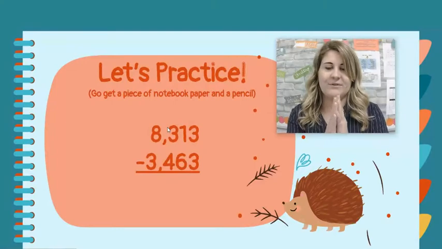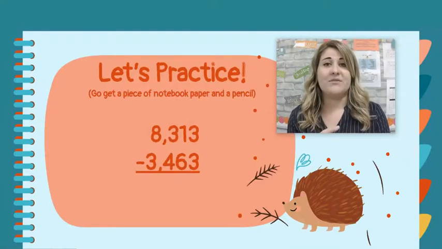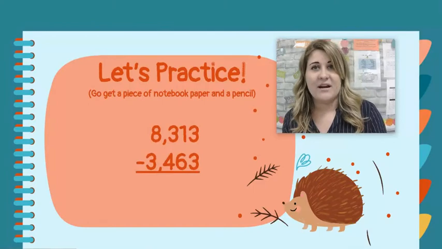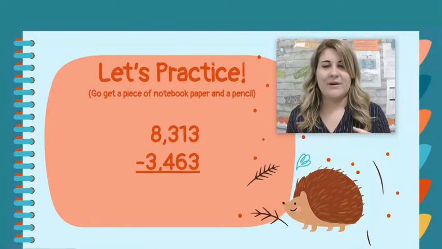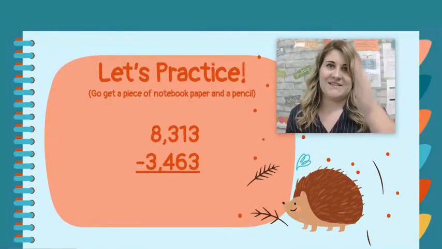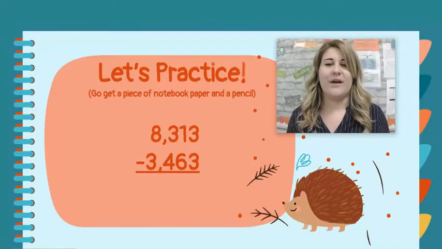What I want you to do is pause the video, and go get a piece of paper and a pencil, and write this problem down. I want us to walk through this together, and that way we can learn together how to subtract this number. So put 8,313 on top because it's the big number, minus 3,463. Line up your ones, your tens, your hundreds, your commas, and your thousands, and then we're going to subtract. So go ahead and pause this, get that on paper, and then click play when you're ready to go.